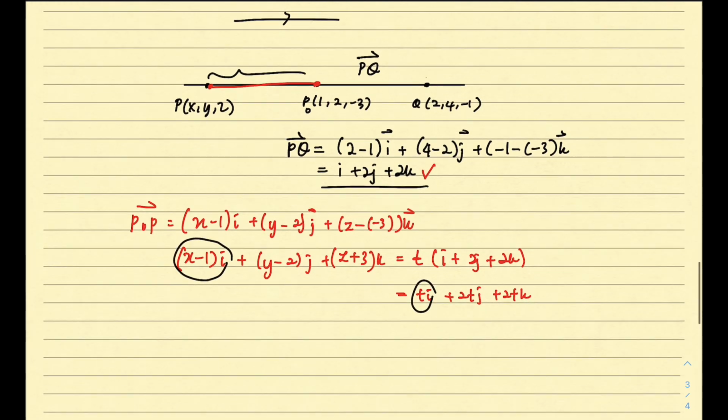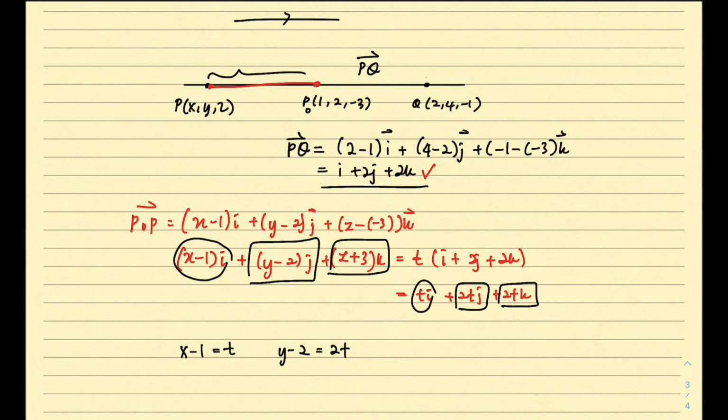So, what you will get is X minus 1 is equal to T. And then for J, compare with the one that has J on the right-hand side. So, you have Y minus 2 is equal to 2T. And for K, you compare with the one that has K on the right side. So, you have Z plus 3 is equal to 2T.